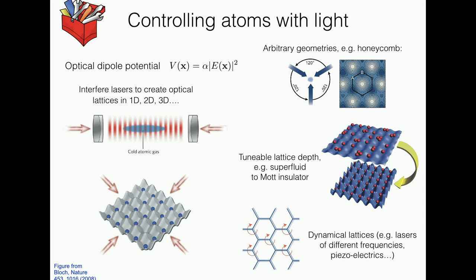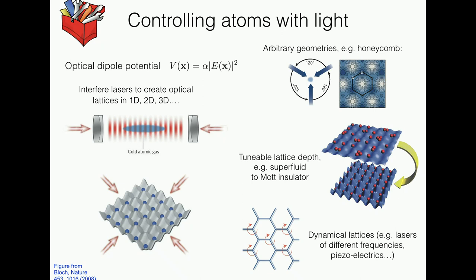So if we change the angles with which we are interfering those laser beams, we can make, for instance, something that looks more like a honeycomb lattice or a triangular lattice. So it's great for theorists because we can talk about all sorts of weird geometries of the lattices and connectivities, and then they can try and do it in the lab.